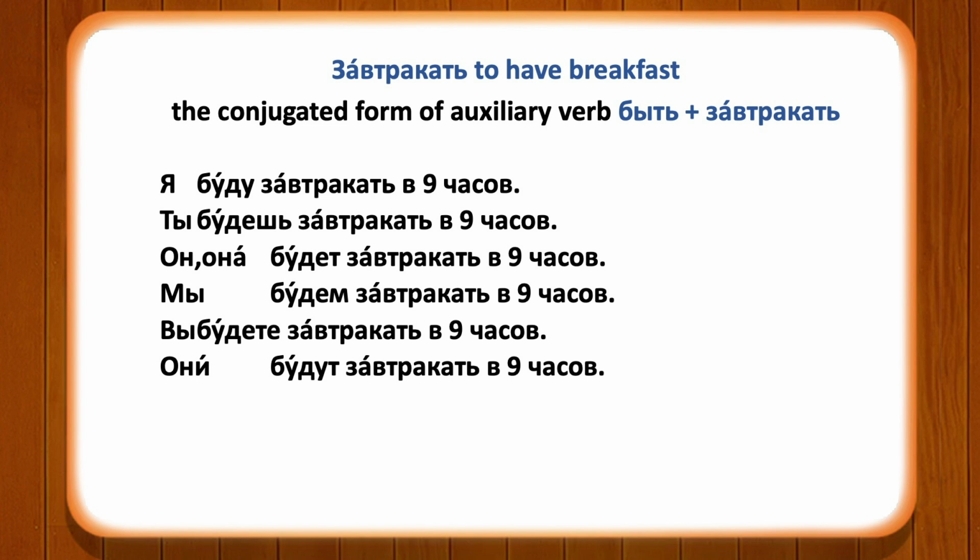Let us repeat this by adding the phrase в 9 часов. В 9 часов means at 9 o'clock. So if we add this to our sentence, how can we say that I will have my breakfast at 9 o'clock? It will be in Russian. Я буду завтракать в 9 часов. It means I will have the breakfast at 9 o'clock. Ты будешь завтракать в 9 часов. It means you will have your breakfast or you will be having your breakfast at 9 o'clock.